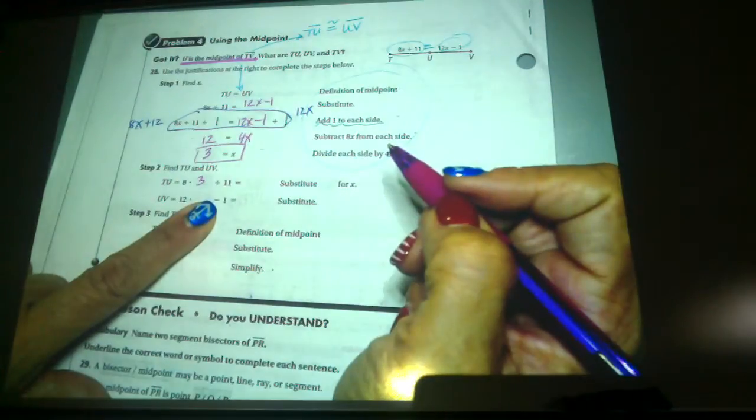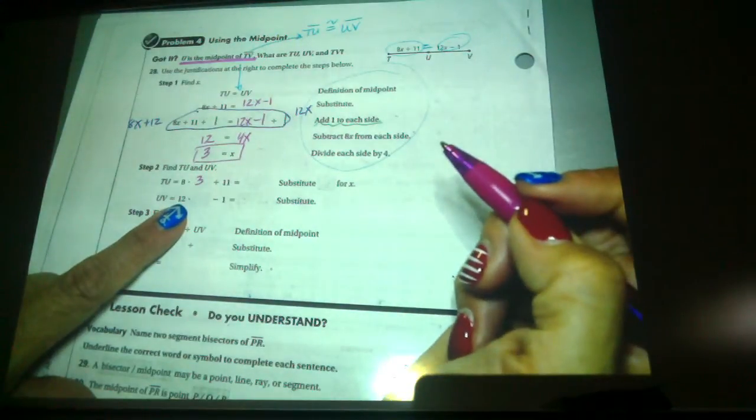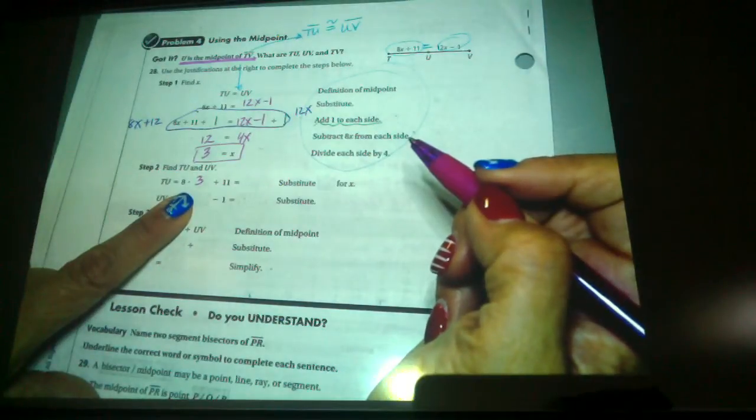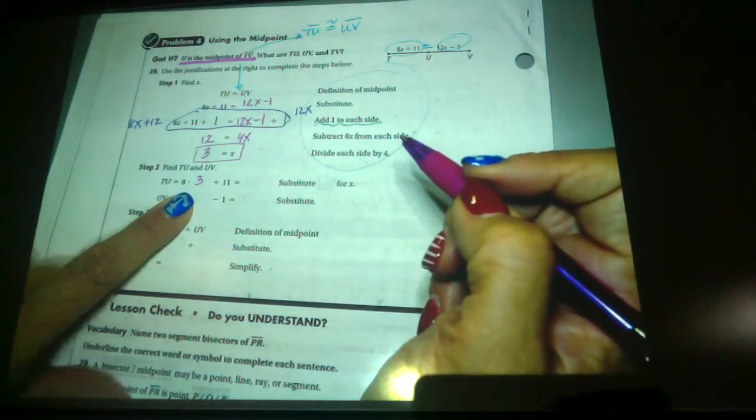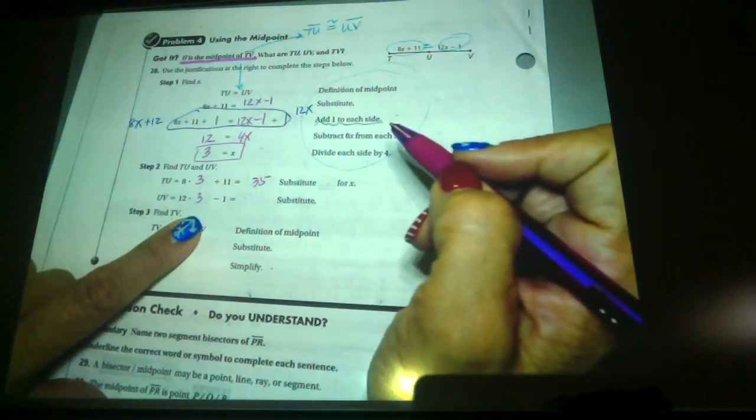And so here they say find TU and UV, and they're just walking you through the steps. So 8 times x, which is 3, plus 11. Yeah, 8 times 3 is 24. And then what's 24 plus 11? 35. So 12 times, instead of actually putting in 3, so 12 times 3 is 36 minus the 1, 35. And over here you're just substituting the 3. So now you can see that those segments are indeed congruent, which is what it implied when they told you that U was the midpoint.